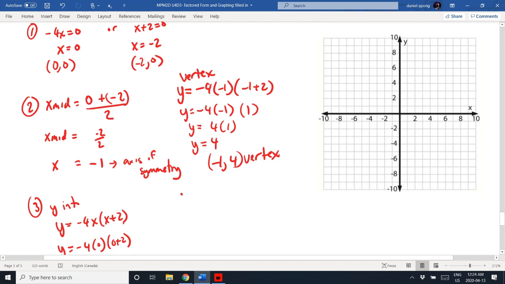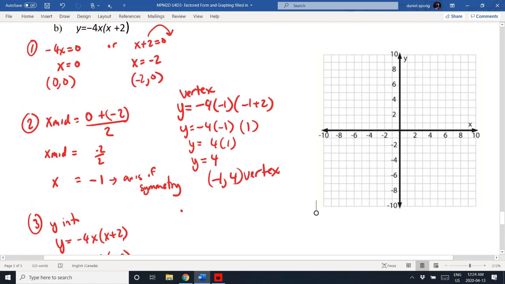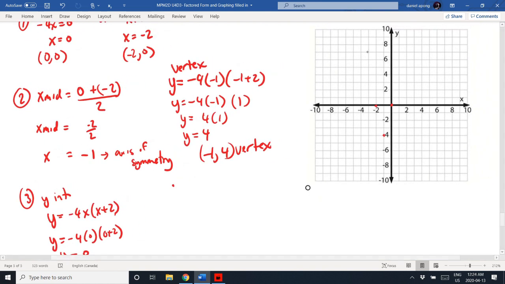So let's graph these points right now. So we have our zeros, or x-intercepts at 0, 0. There's one there. Our other one is at negative 2, 0. There's that one. And our vertex is at negative 1, 4. Okay, and we also saw our y-intercept occurs at 0, 0, so it's the same point. And we can just draw our parabola now. So much quicker than doing all those calculations for the table of values.